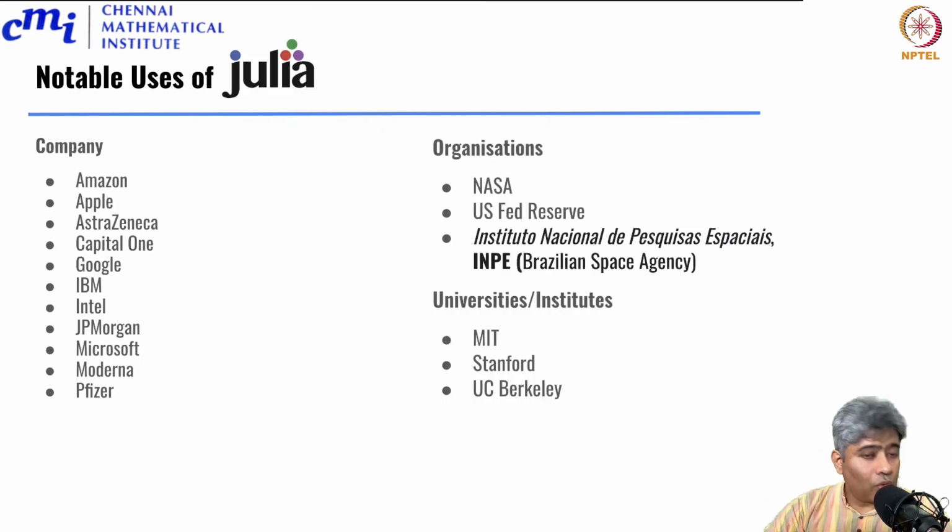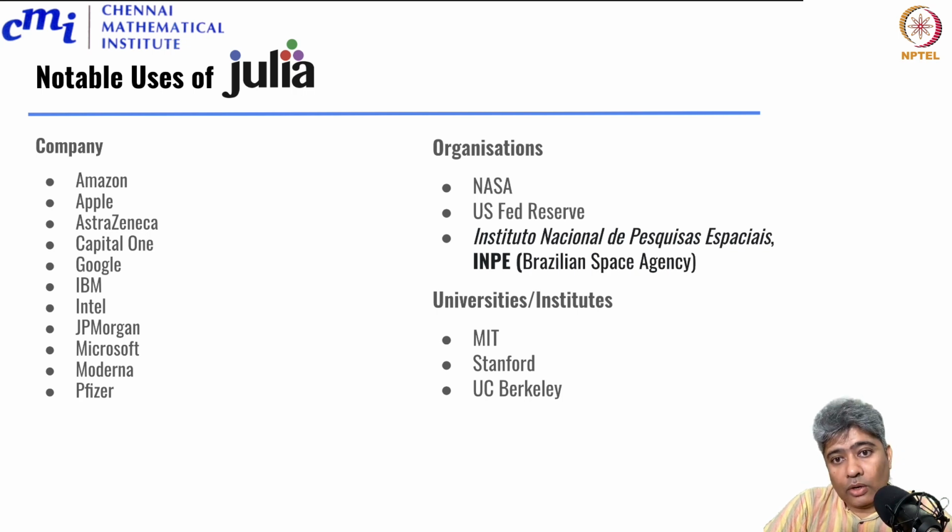And now some of the notable uses of Julia: Amazon, Apple, AstraZeneca, Capital One, IBM, Intel, JP Morgan, Microsoft, Moderna, Pfizer. All these companies are now gradually moving their data science projects to Julia. It's not like they're doing it overnight. Of course, nobody will do that. They will still run their mission critical projects in R and Python. They don't want to disturb that. But any project that is starting from scratch, they are definitely considering Julia as a serious option.